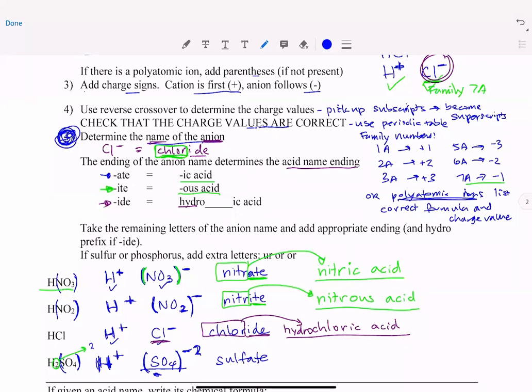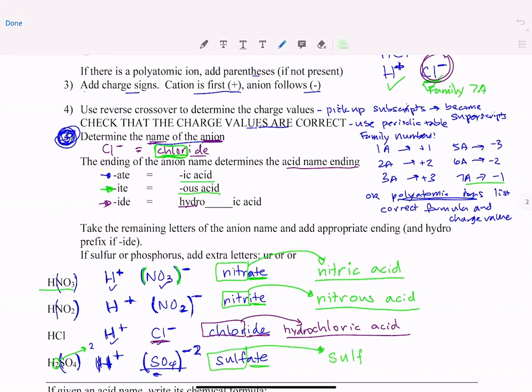Okay, so SO4 2- is the sulfate ion. Now you want to take a look at the name ending, which is ATE. And that ATE name ending means you get the rest of it, which is SULF, and you have the name ending ic acid.